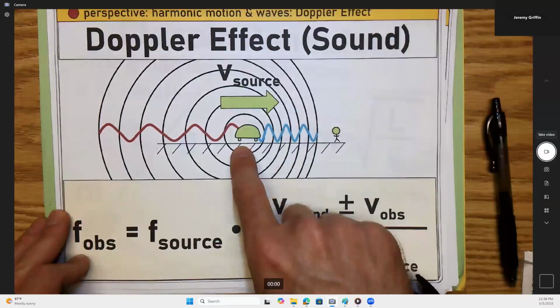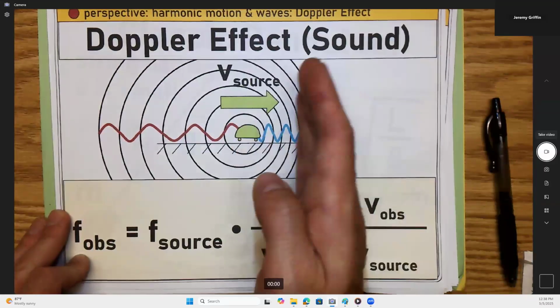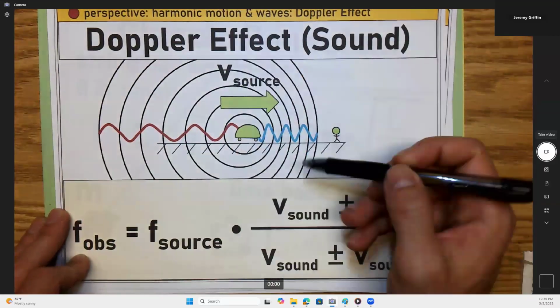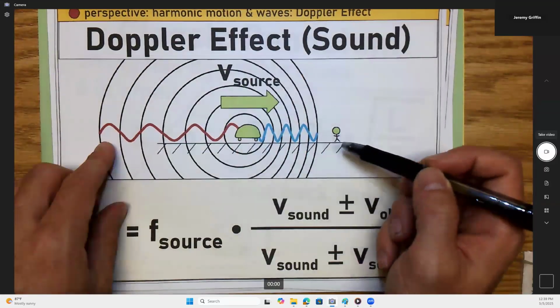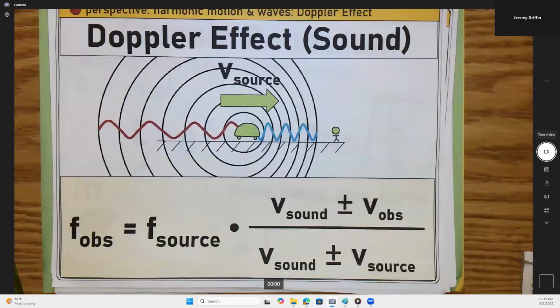Because now if the bug's swimming towards you, the crests are reaching you more frequently. It's like blip, blip, blip, blip, blip, and on the other side, it's like blip, blip, blip. And there's the formula to tie all that together.